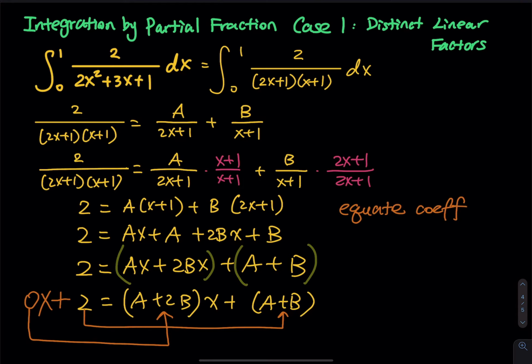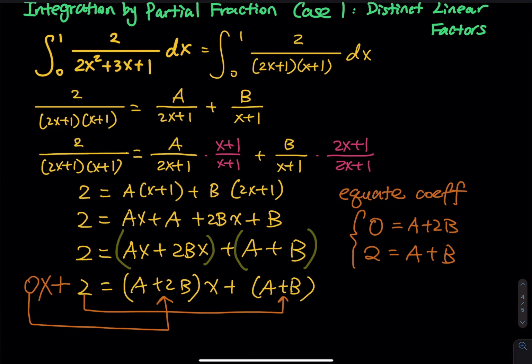So what's the result? We have x0 equals a plus 2b, and then we have 2 equals a plus b. All right, this is a system of linear equations, and this is a pretty simple system. If you subtract the two equations, a minus a is gone, 0 minus 2, 2b minus b, that equals b. So we get that result immediately.